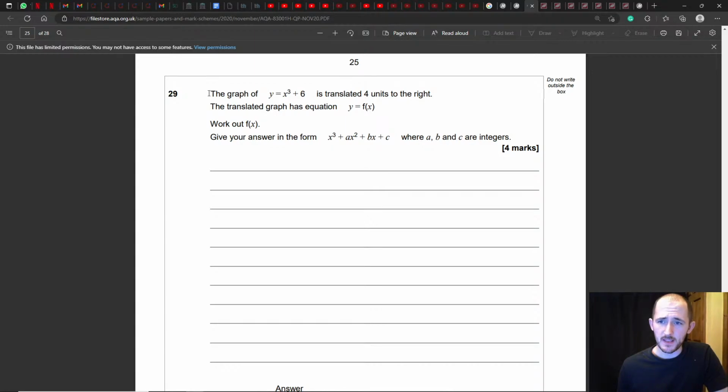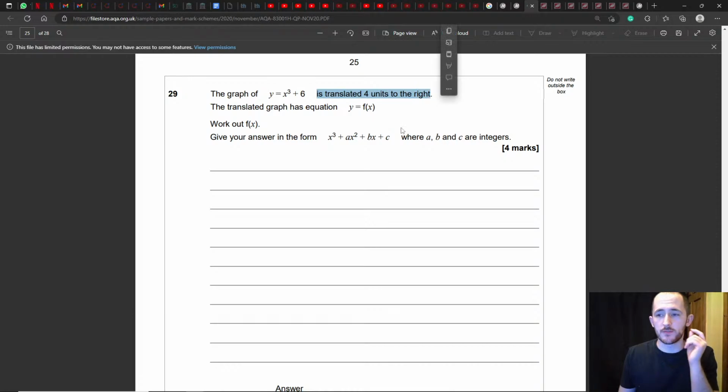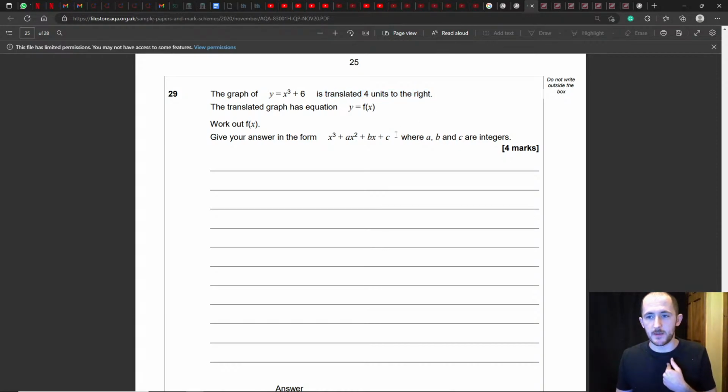But it tells me it's been translated 4 units to the right. And it needs to give this answer in the form. So a lot of students will approach this question and they'll be kind of apprehensive about it. They won't know how to answer it. But if we take it step by step, every piece of information is useful. Okay? They've told us the original equation. I mean, that's pretty obvious that's going to be useful. And it's translated 4 to the right. So what I would do is think about, okay, what does it mean to be translated 4 to the right?